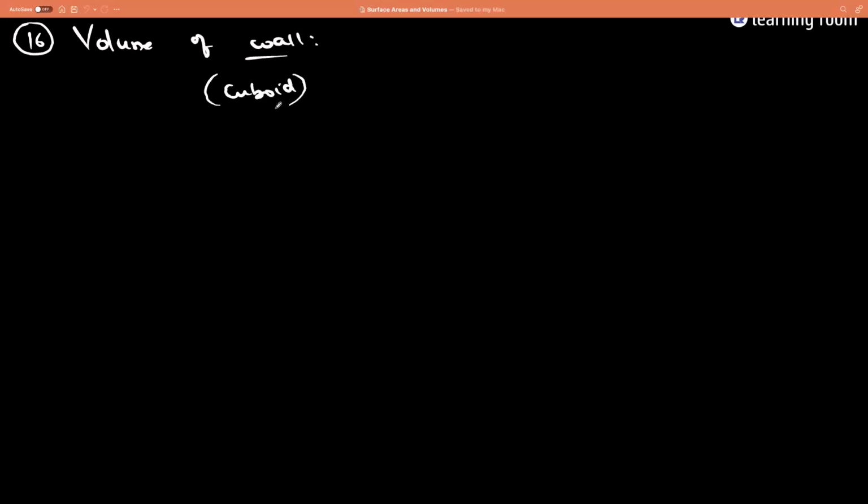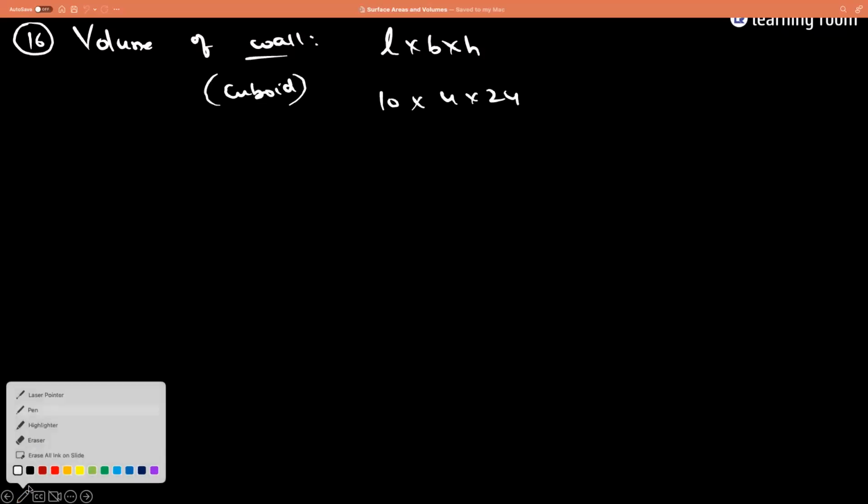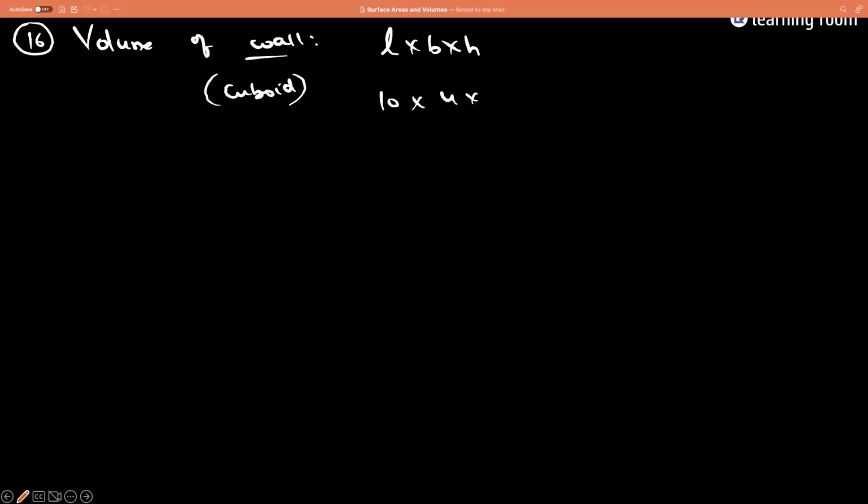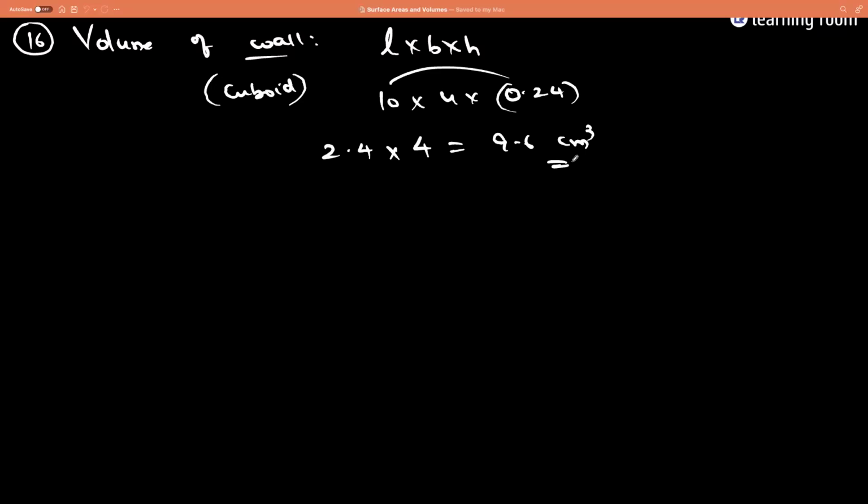So volume of wall, how do you calculate? It is going to be length into breadth into height. So length is how much? 10 into height is 4 and this is going to be 24. So observe one thing. 24 is in terms of centimeter. So converted to meter, it will be 0.24. Okay. So 10 into 0.24 is going to be 2.4 into 4. That is going to give us 9.6 centimeter cube.